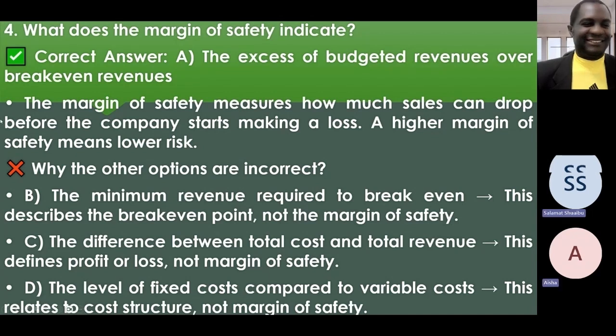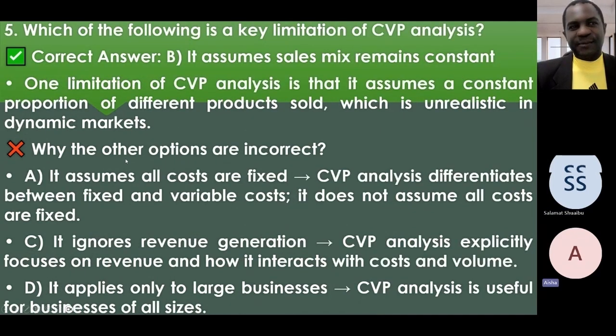All right, so number 5, what is the limitation? All of them failed this too. Salma got it, only Aisha failed it. Which of the following is a key limitation of CVP analysis? Remember that sales mix remaining constant is a limitation. CVP assumes a constant proportion of different products sold, which is unrealistic in dynamic markets.